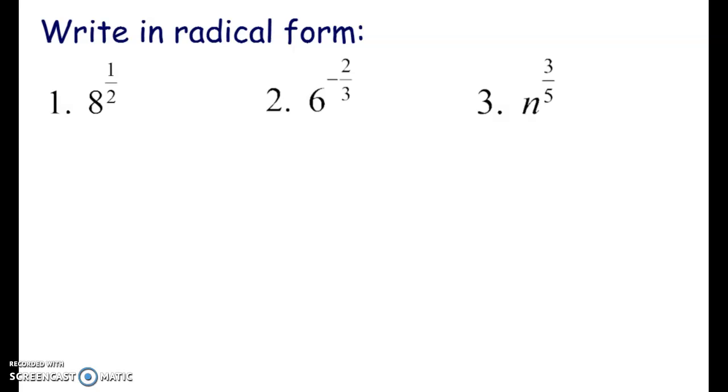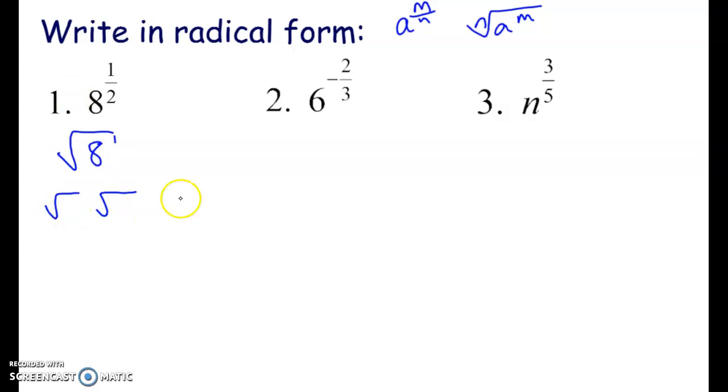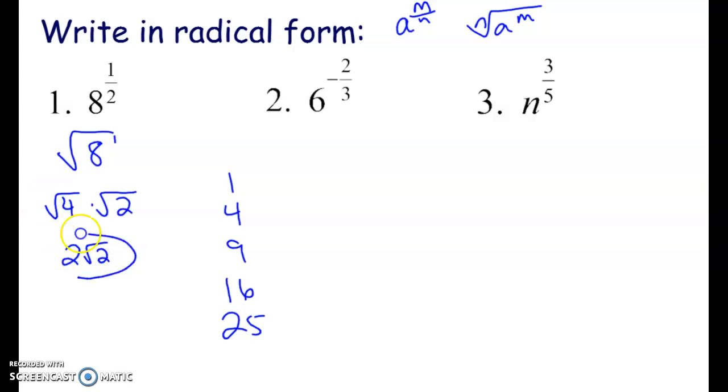If we want to put these into radical form, if it was a to the m over n, we can rewrite that as the nth root of a to the m. In this case, we'll have the square root of 8 to the first. The square root of 8, we can simplify. Think of the perfect squares: 1 squared is 1, 2 squared is 4, 9, 16, 25. Which one of those divides evenly into 8? It would be the 4. So we can break that apart: square root of 4 times square root of 2. So 8 to the 1/2 power simplifies to 2 times the square root of 2.